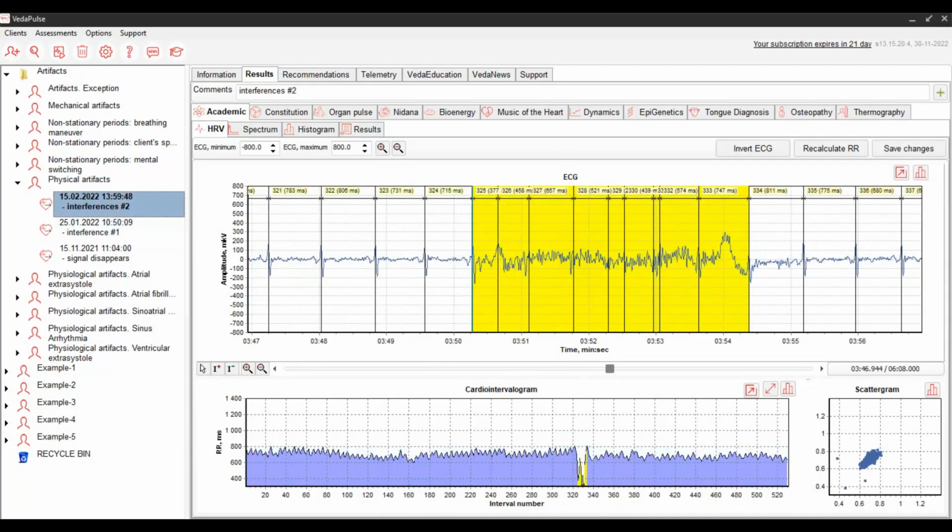If you observe several adjacent intervals with interference, use the Group Marker Editing function. To do this, click on the icon Multiple RR Marker Editing, Exclude RR Intervals from Analysis. Next, move the cursor over the interval at which the interferences begin, and, while holding down the left mouse button, select all the intervals in which there are interferences. The intervals excluded from the analysis are highlighted in red.